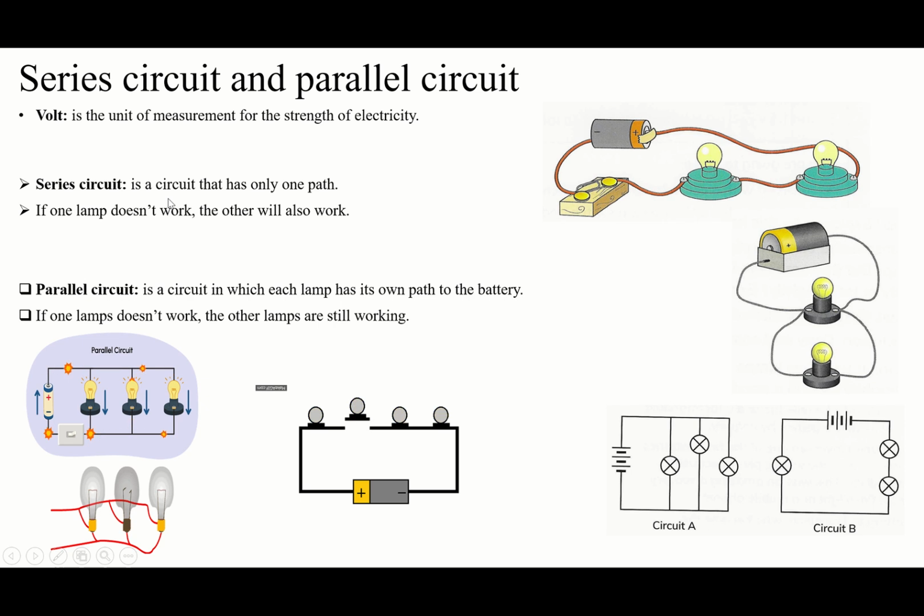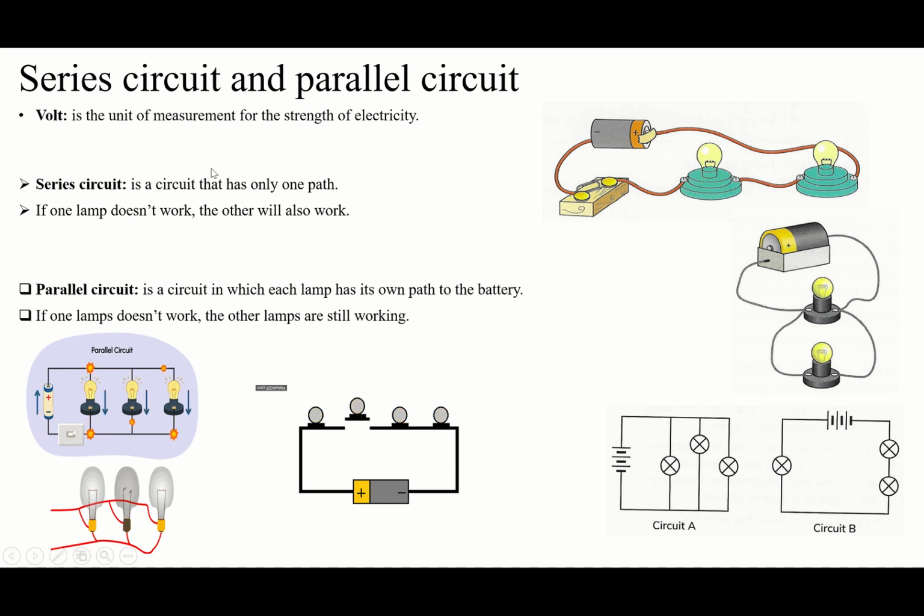When you say unit of measurement, it means how will you measure it? By volts. You say 10 volts, you say 20 volts. You don't say 20 meter, 20 kilogram, 20 Celsius of electricity. So you have to say 20 volts of electricity.